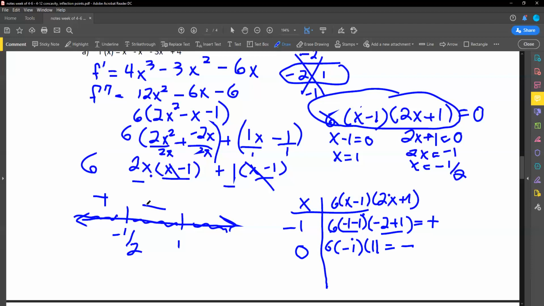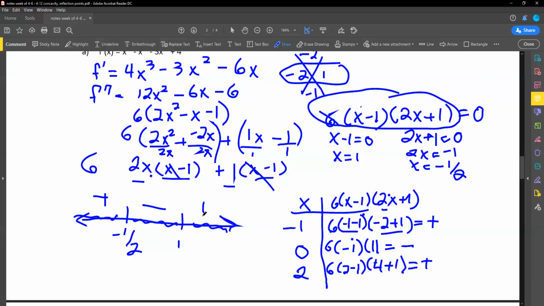And then I'm going to pick a number bigger than 1. I like 2. So I get 6 times 2 minus 1, which is positive. And 2 times 2 is going to be 4, that's going to be positive. I don't care what the number is, I know it's going to be positive. So there we go. It's positive.